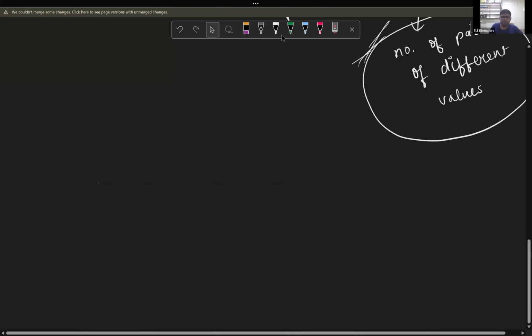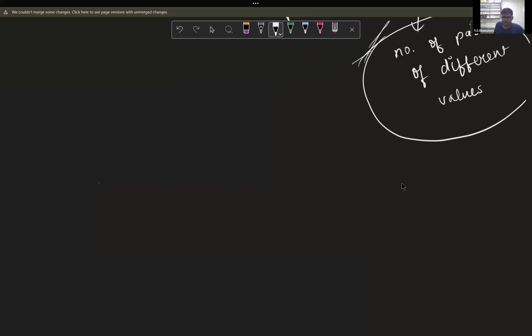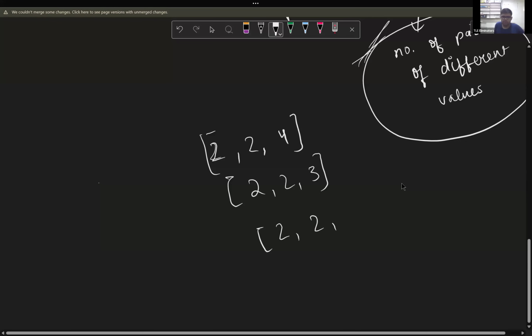Repetition is correct. Yeah, there can be repetitions in the vector. See, if you are having maybe a triplet 2 comma 2 comma 4, and a triplet, let's have it as 2 comma 2 comma 3, and a triplet as 2 comma 2 comma 5, and a triplet as 2 comma 2 comma 3 maybe.